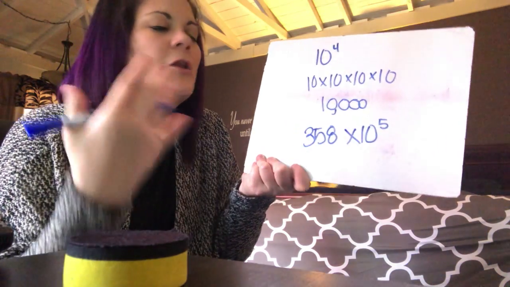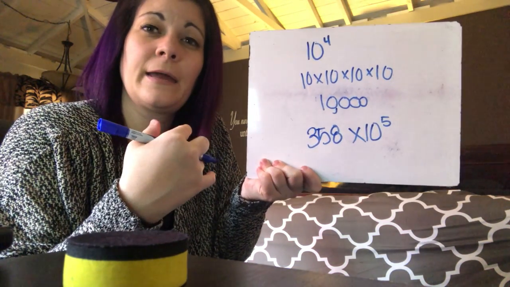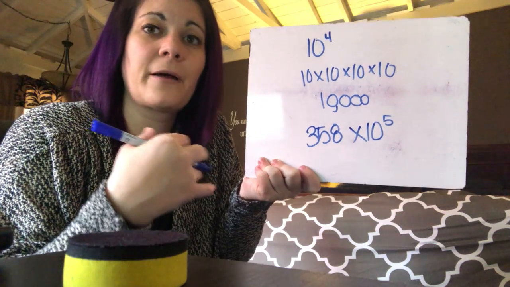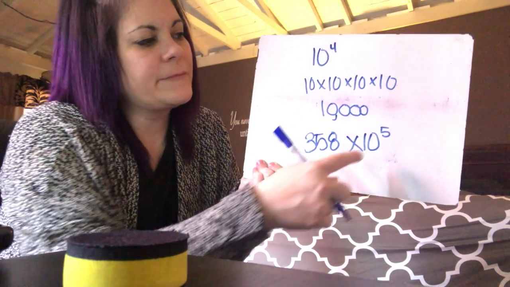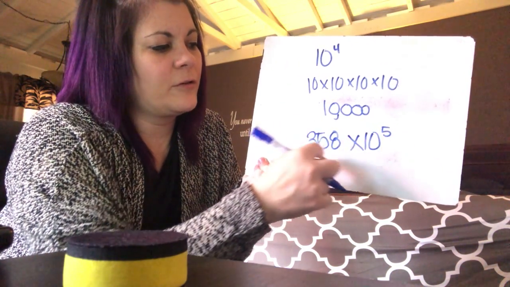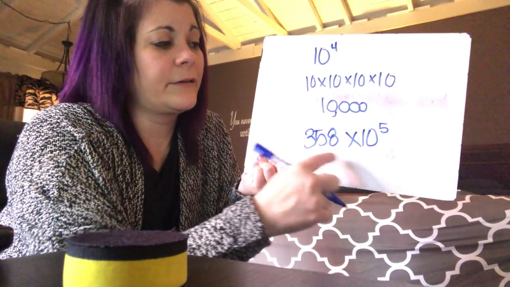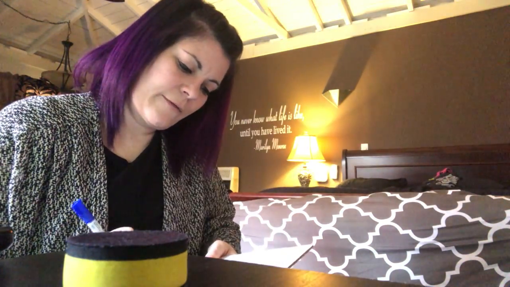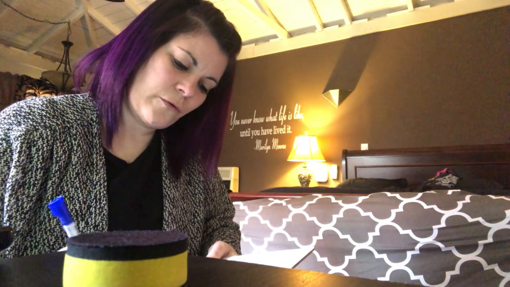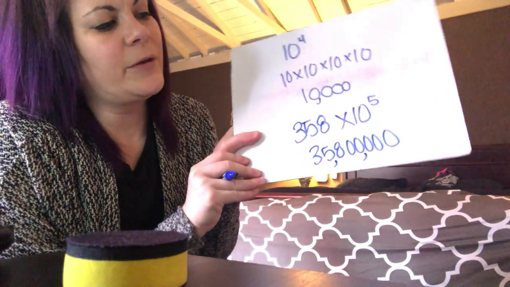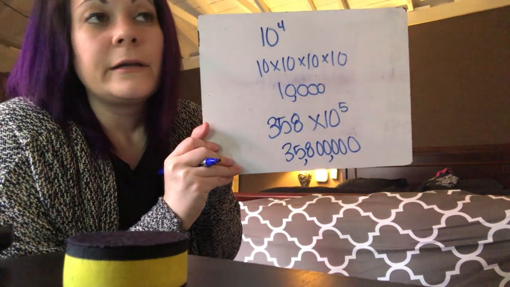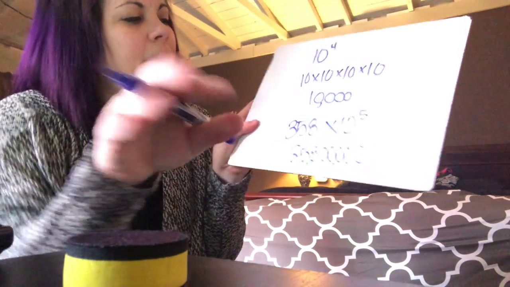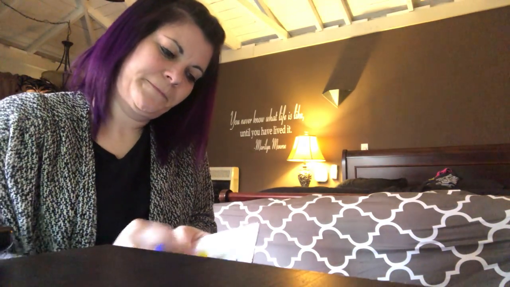So if you want to know how to multiply by powers of 10, this just means that I'm going to multiply 358 by 100,000. So 358 with 5 zeros behind it. 358, 1, 2, 3, 4, 5. So it's 35,800,000.